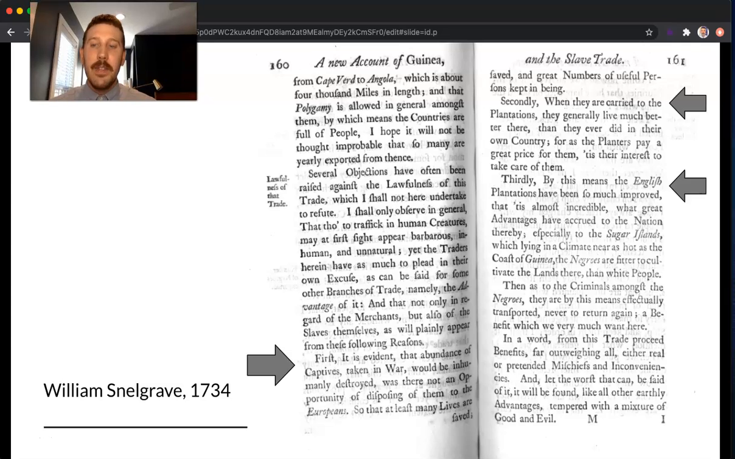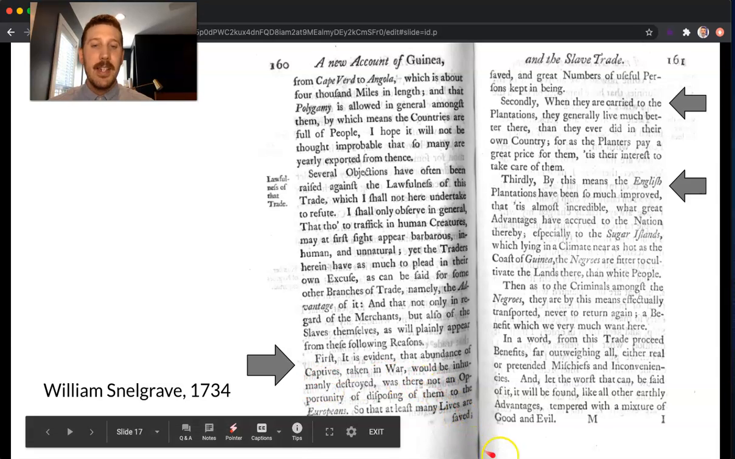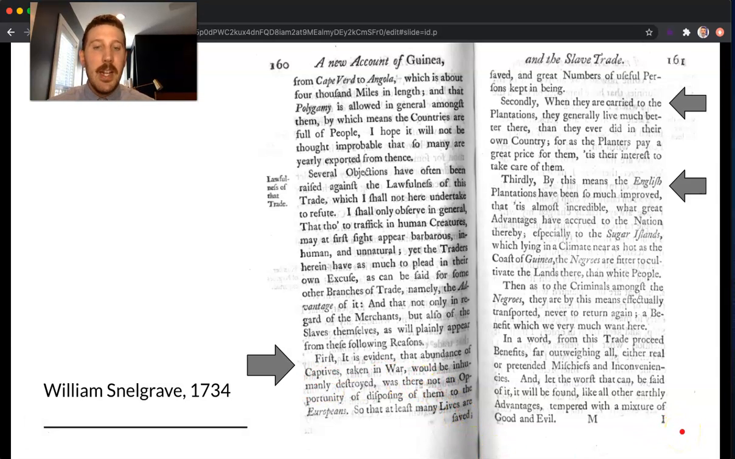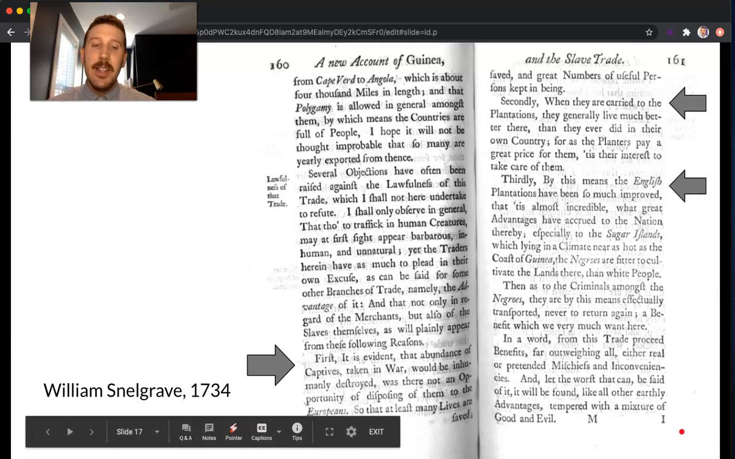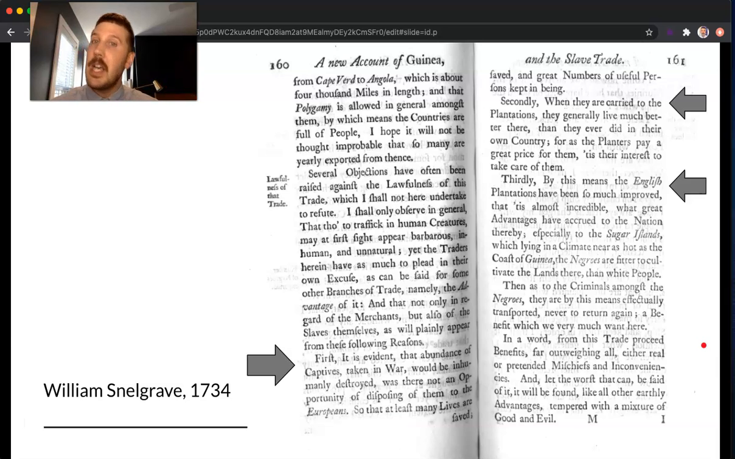Even so, while all of this was happening, of course, we had many people justifying the slave trade and the enslavement of people based on race. And here's one example. I asked you to read this very short excerpt this week, so I'll just quickly cover the reasons that William Snelgrave gives in 1734. He says, it's evident that abundance of captives taken in war would be inhumanly destroyed, so that at least many lives are saved and great numbers of useful persons kept in being. So he's kind of rationalizing that, we slave traders are saving these African people from being killed in war. So rather than die, they just come with us to serve as enslaved people.